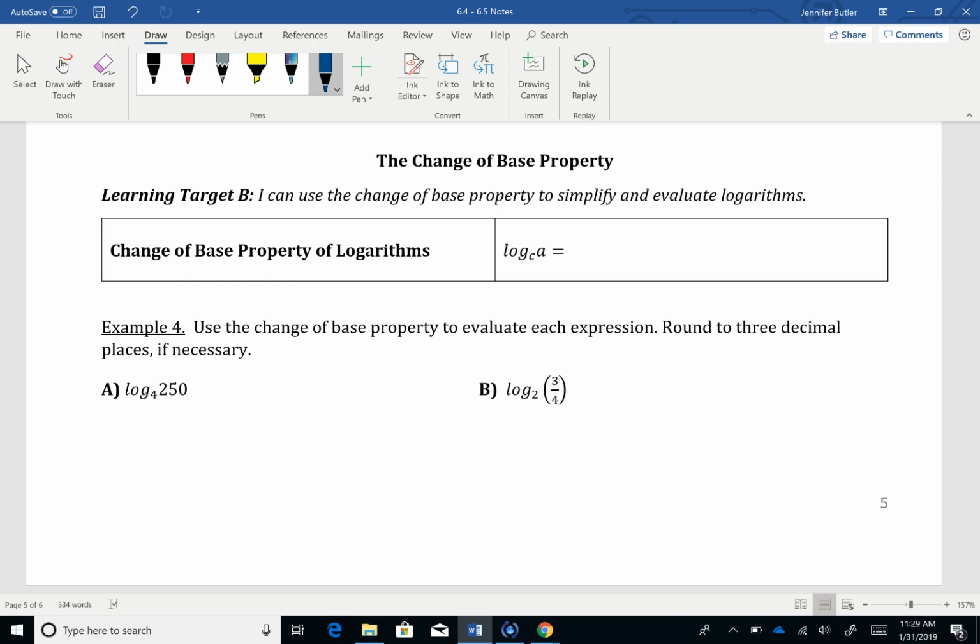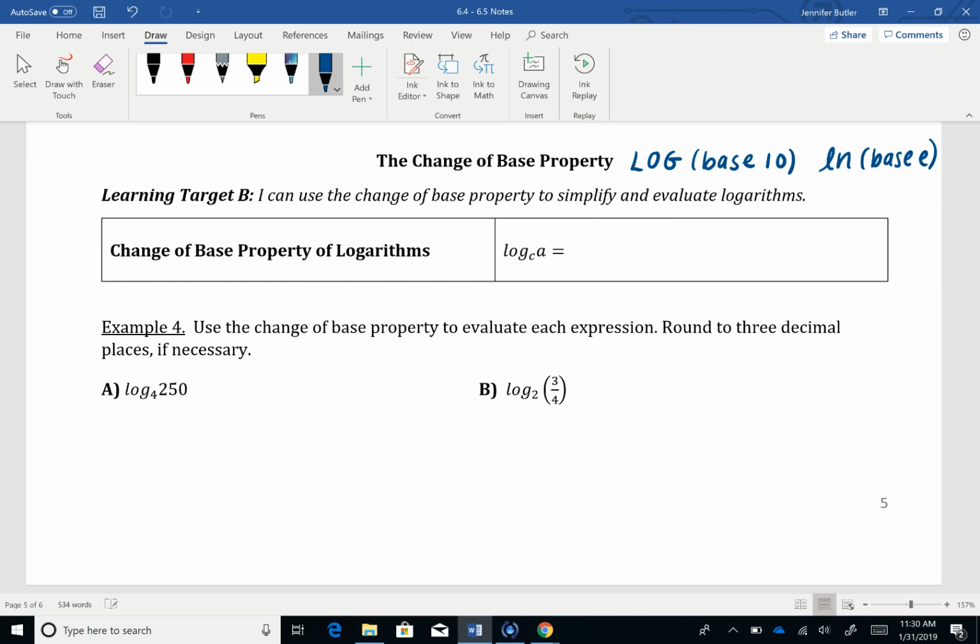Now the whole purpose of the change of base property is to be able to use our calculator to evaluate any log we want. As you remember, or maybe don't, there are only two log buttons on your calculator. The first one is your common log, and that's base 10. Let me just write that. And the other one is the natural log, which is only base e. So if we have any other base, we can use a change of base property to allow ourselves to calculate it on our calculator.